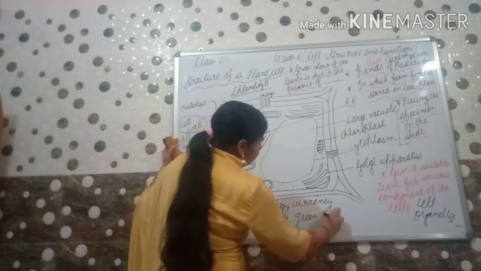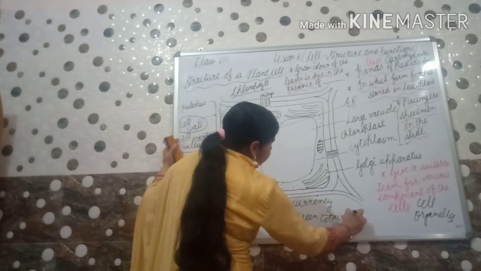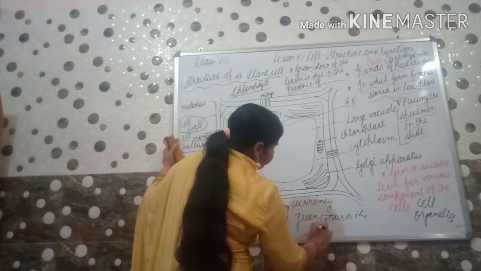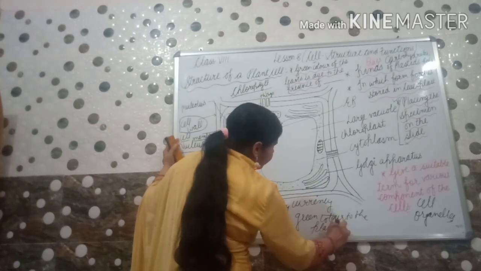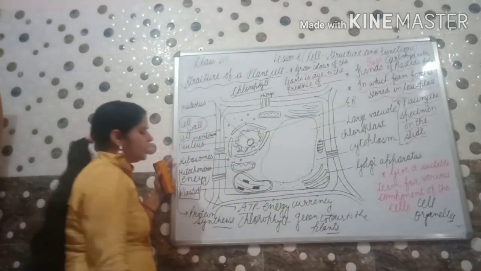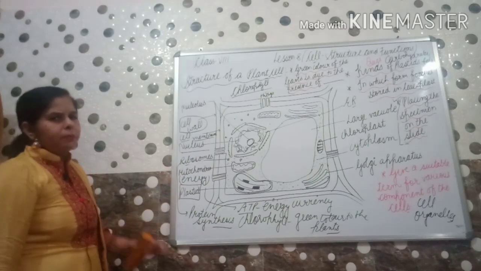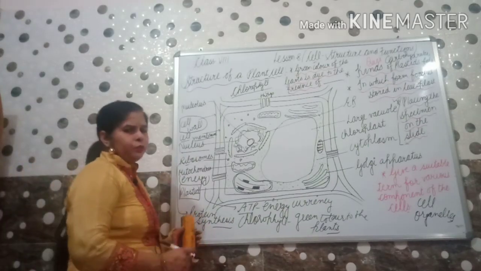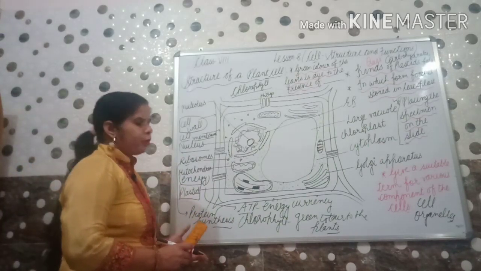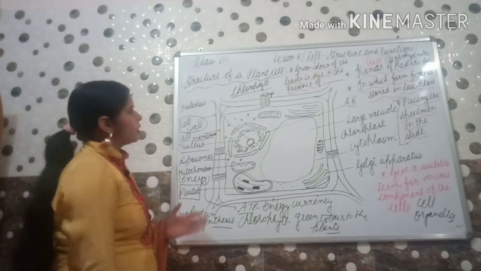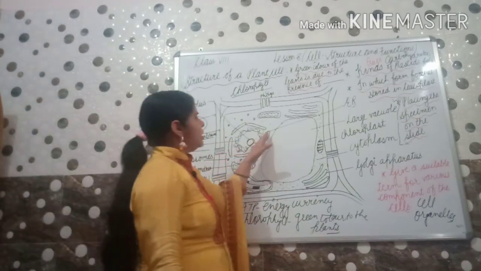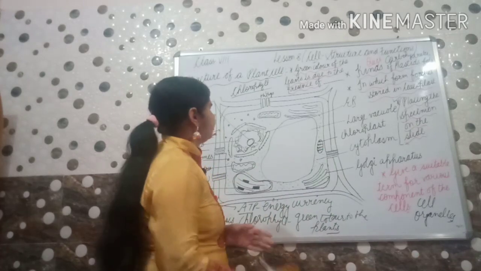Green color to the plants it will give, and if it gives green color to the plants, then by this only the plants will be able to prepare their food. By which process? The process is photosynthesis. The next component is the endoplasmic reticulum.